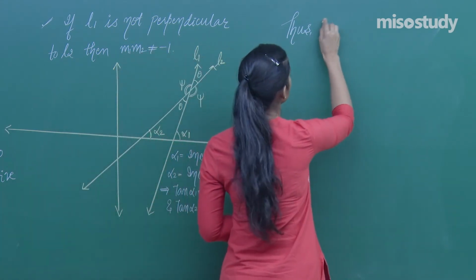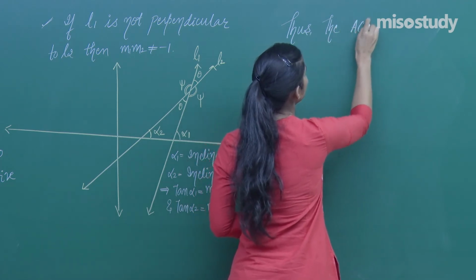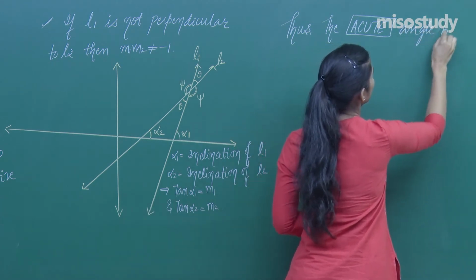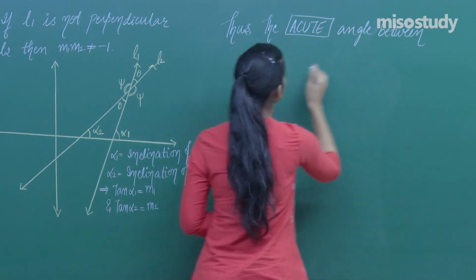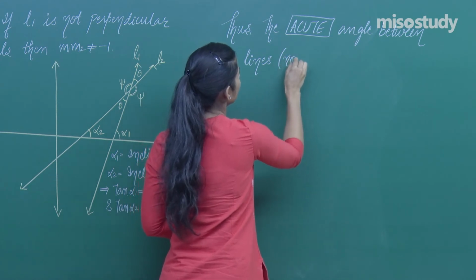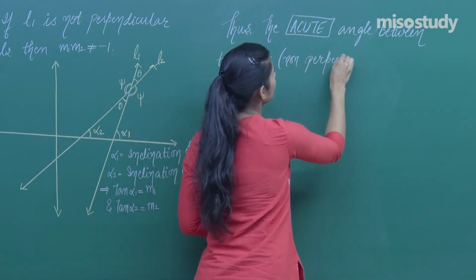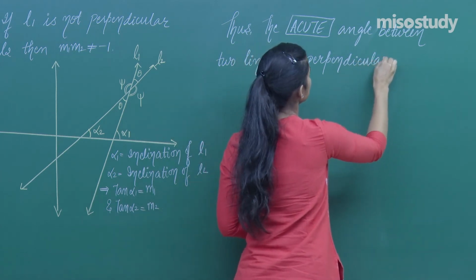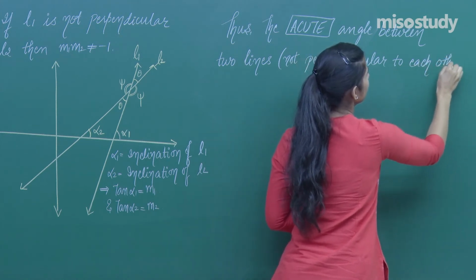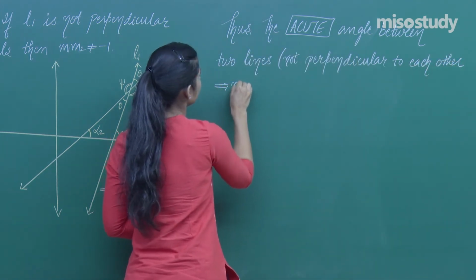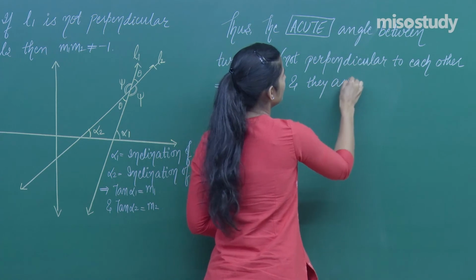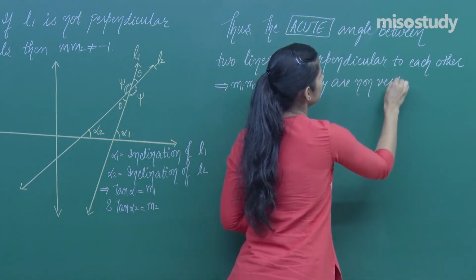I will be saying thus, the acute angle between two lines, obviously they are non-perpendicular, they are not perpendicular to each other, which implies that m1 into m2 is not equal to minus 1, and they are non-vertical. None of them is vertical.